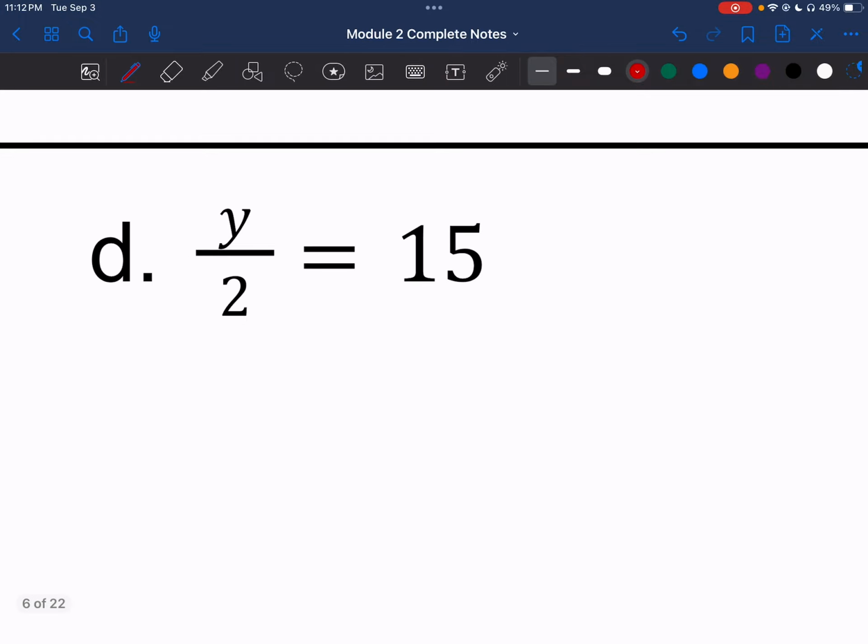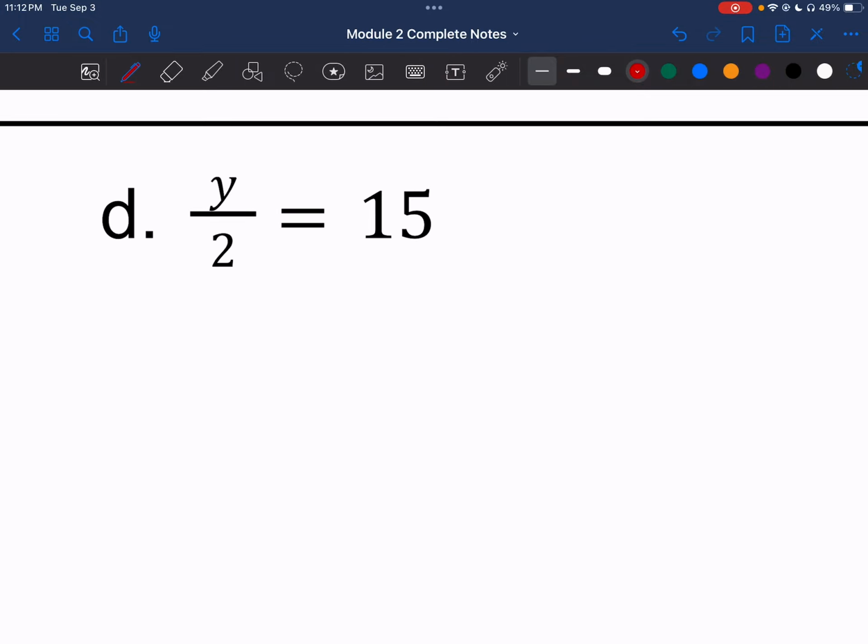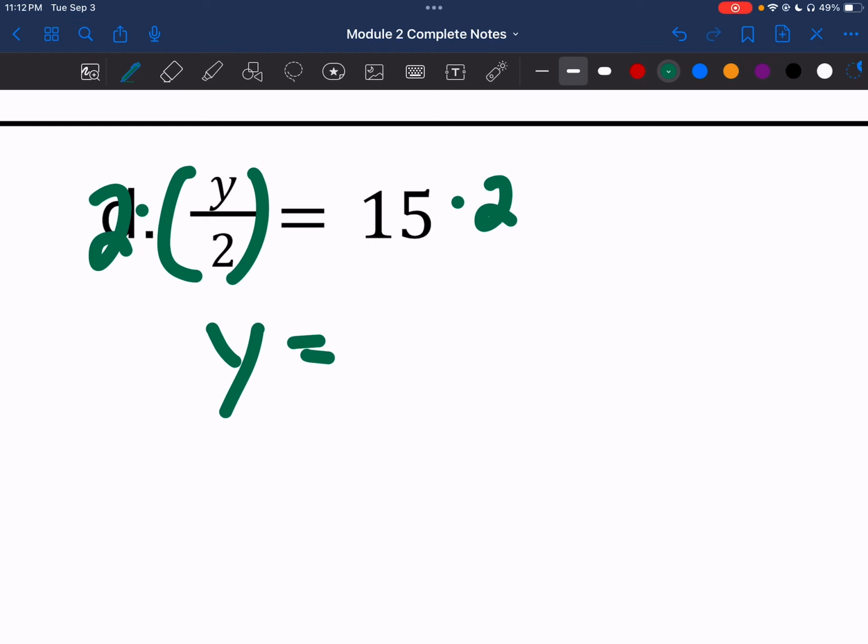All right. Let's look at letter D. We have y over 2 is equal to 15. The first thing I want to do is get that y by itself. So we're going to multiply by 2. I multiply both sides by 2. y is equal to 15 times 2, which is 30.